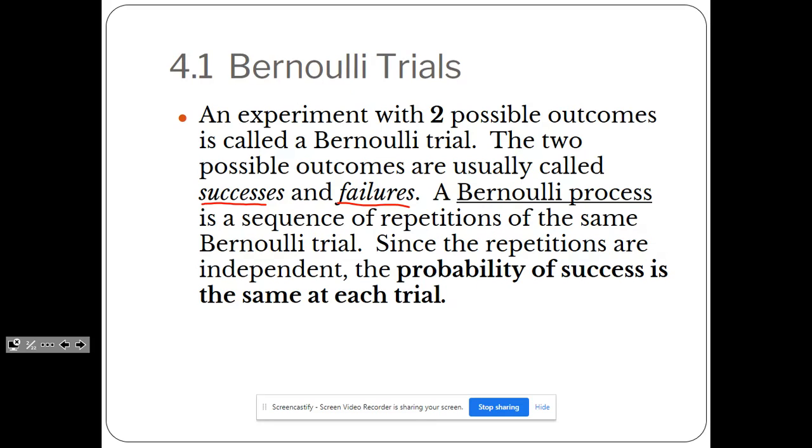A Bernoulli process is just a sequence of repetitions of that individual trial. One key thing is repetitions are independent. The probability of success is the same on each trial. If it is not the same on each trial, it's not a Bernoulli trial or a Bernoulli process.